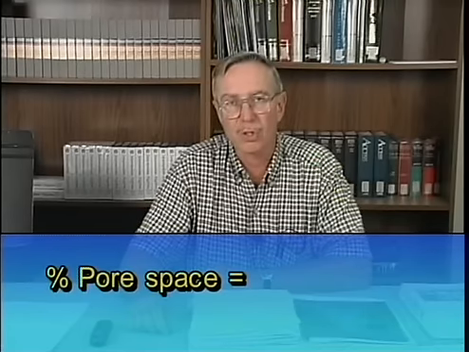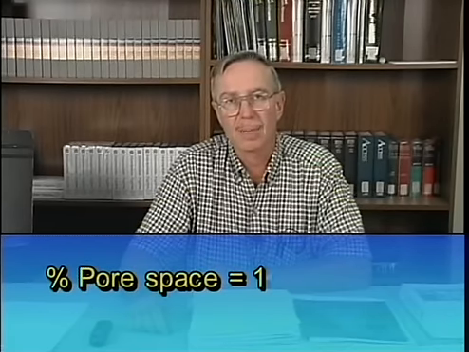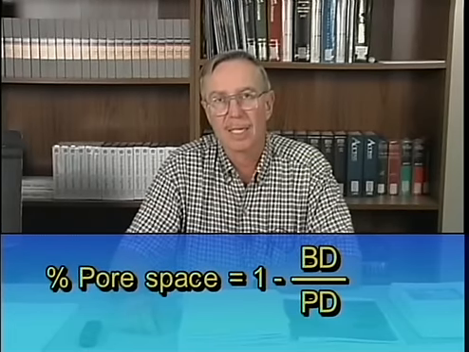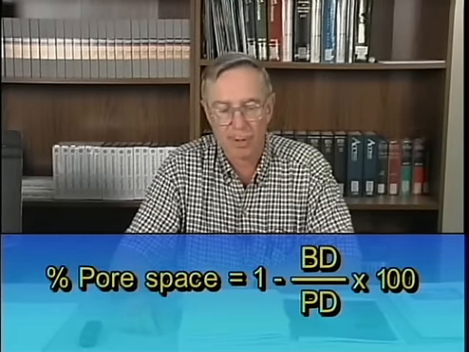To determine the pore space of a soil, we must first determine bulk density and use the average particle density and put this into a formula. That formula is defined as: the percent of pore space is equal to 1 minus the ratio of bulk density divided by particle density, times 100 to convert this number to a percent.